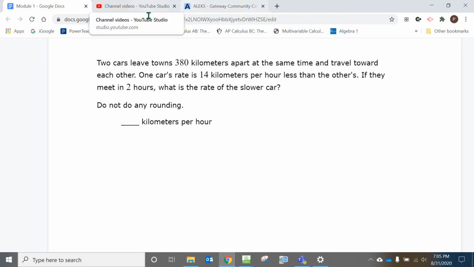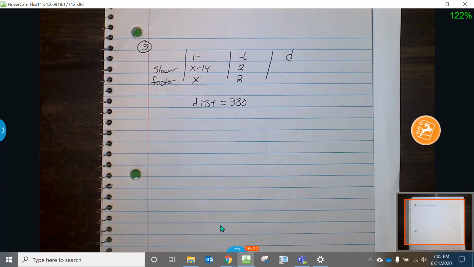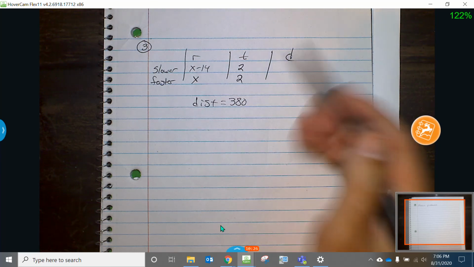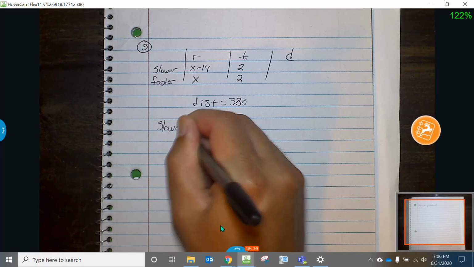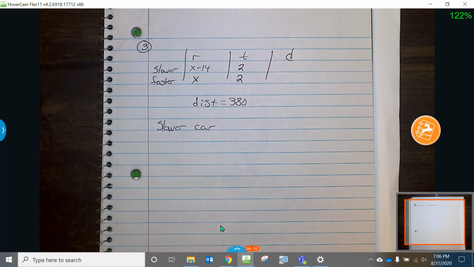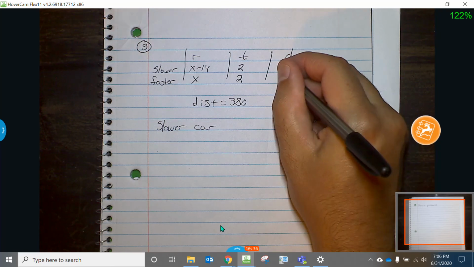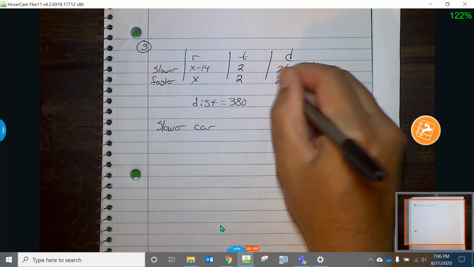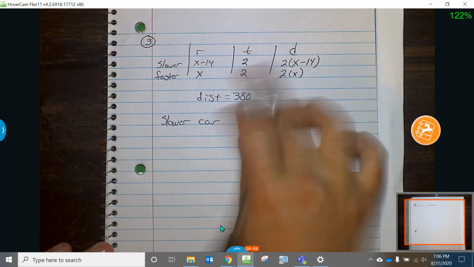Okay. There's a couple different ways you can set this up. I just chose to go with this one. So slower, faster. Remember they want the slower car, so come back and get that at the end. So remember, rate times time equals distance. So 2 times x minus 14 and 2 times x, those are our rate times time.